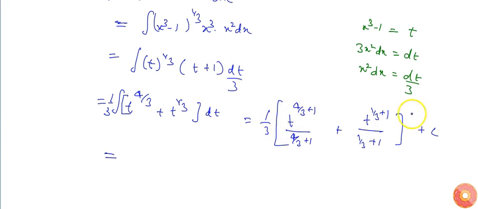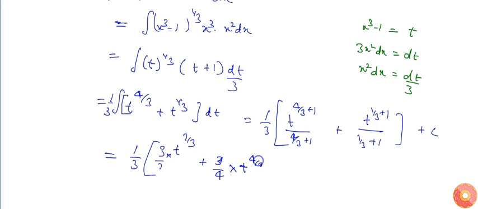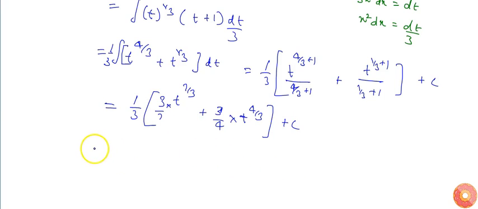Now just simplify the expression. I will find 1 by 3 into 3 by 7 t power 7 by 3, plus 3 by 4 into t power 4 by 3, plus c. So the answer will be 1 by 7 t power 7 by 3 plus 1 by 4 t power 4 by 3 plus c.